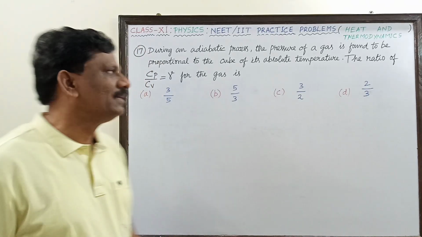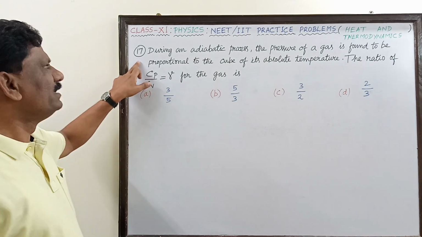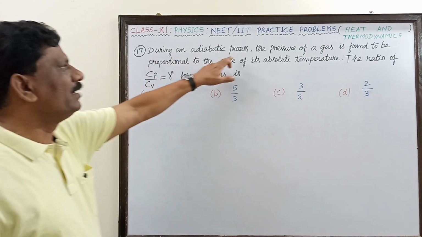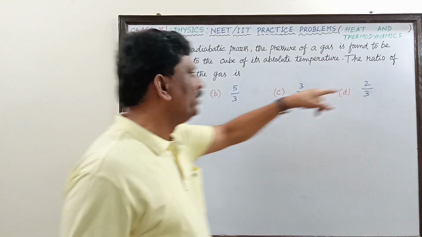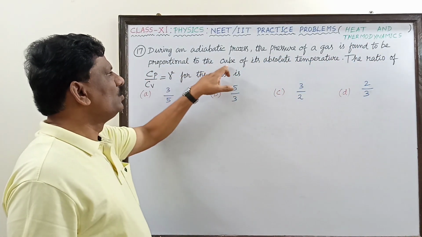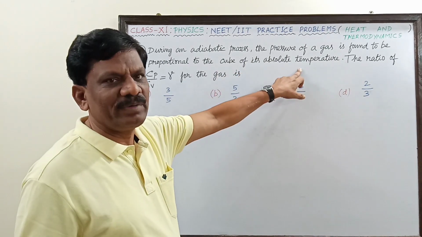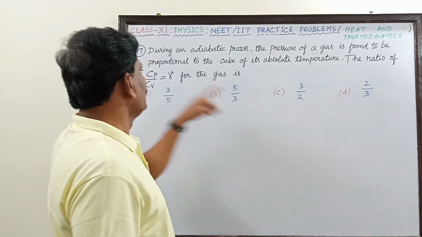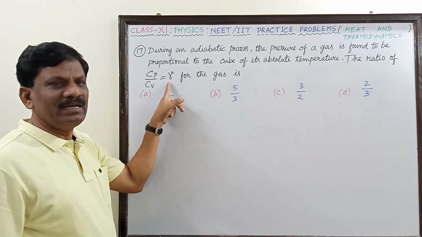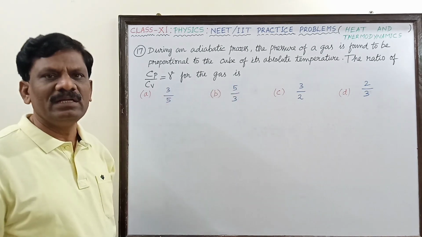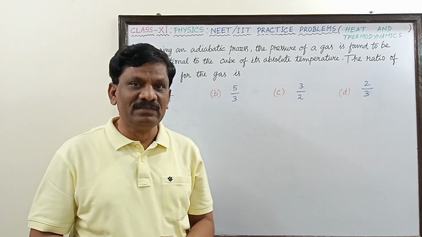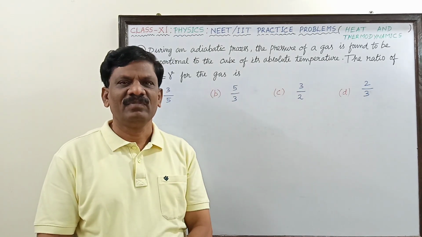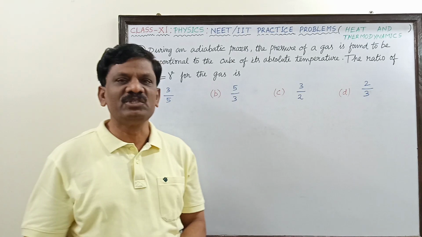Hi students, MCQ 17. During an adiabatic process, the pressure of a gas is found to be proportional to the cube of its absolute temperature. The ratio of Cp by Cv, that is gamma for the gas, has to be determined. This is a very brilliant question, not so easy. Our thinking power should be very high.